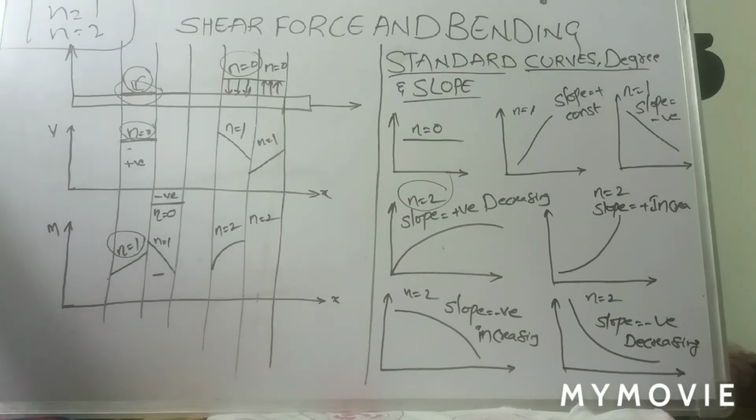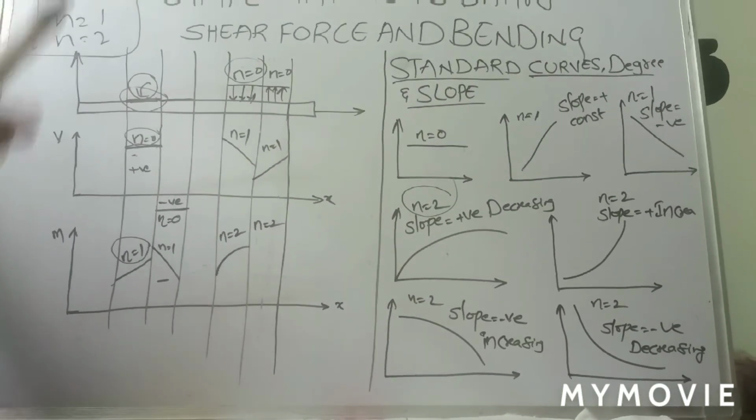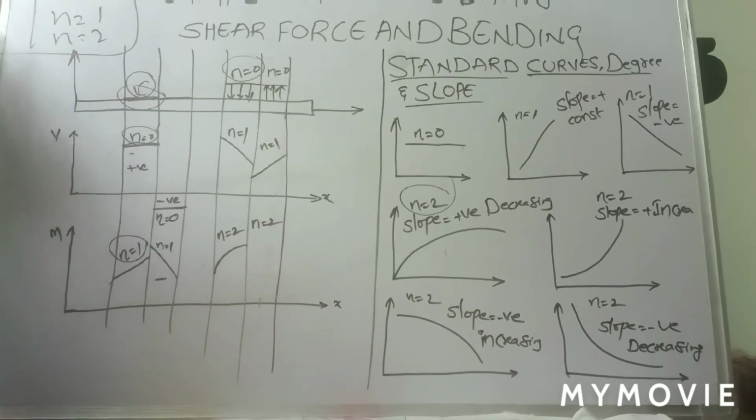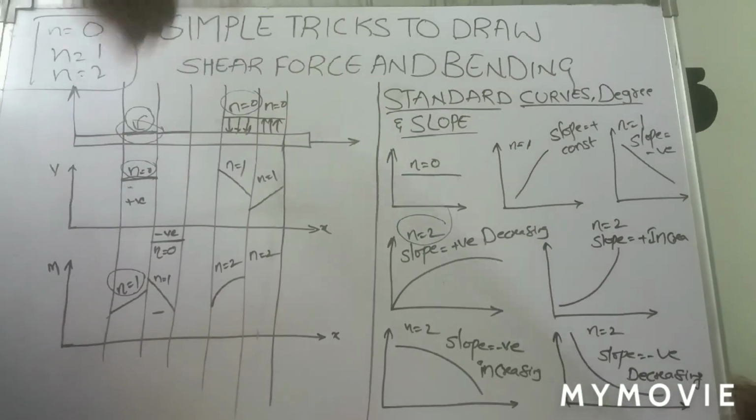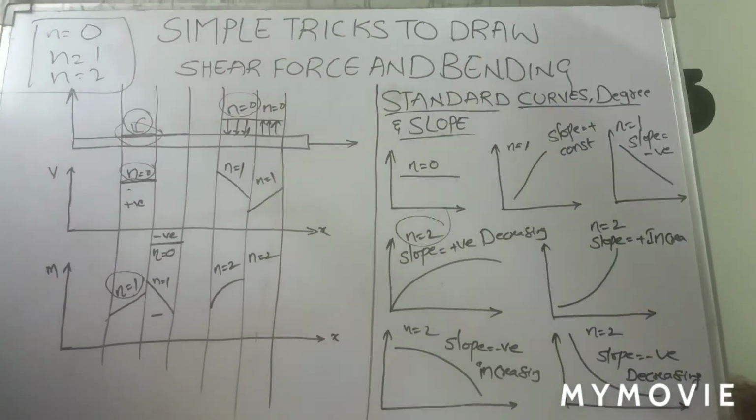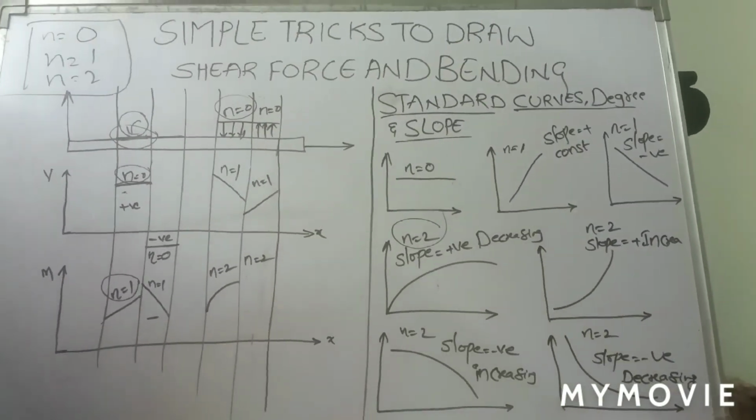Only you are having degrees n equal to 0, n equal to 1, and n equal to 2. Only these 3 you have to remember, right? In the next class, based on these relations, you can easily understand how you are supposed to draw your shear force diagram and bending moment diagram.